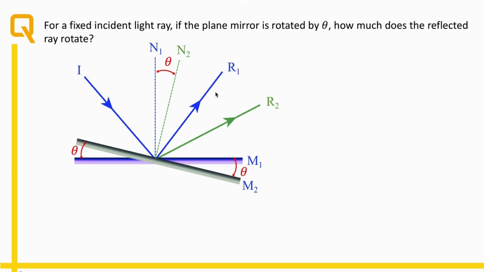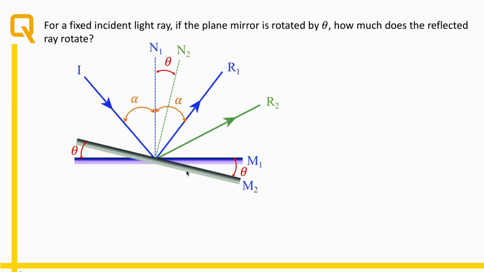To find this angle between R1 and R2, the best starting point is to show the angle of incidence and reflection from the mirror before and after rotation. Before rotation, the angle of incidence is alpha, and since the angle of incidence is equal to the angle of reflection, therefore the angle between N1 and R1 is also alpha. This is for the unrotated mirror or mirror M1.